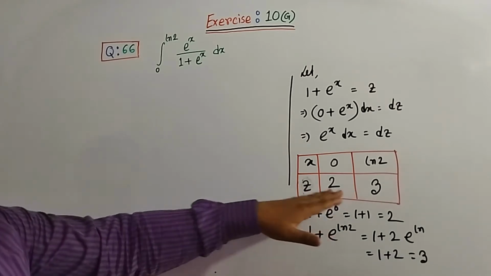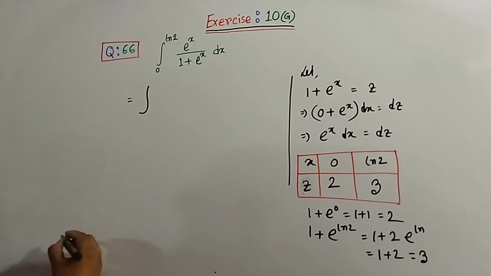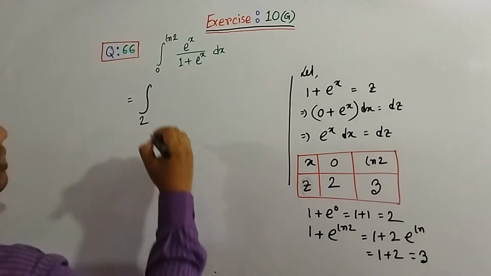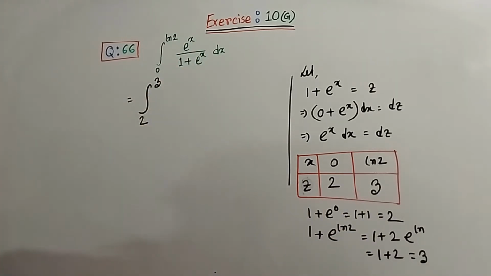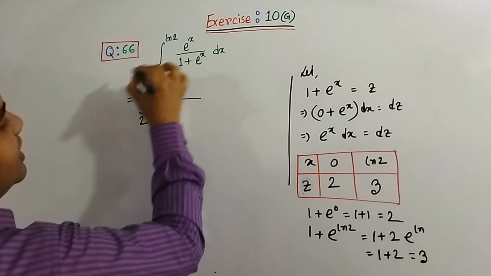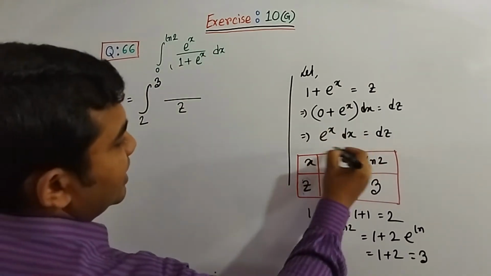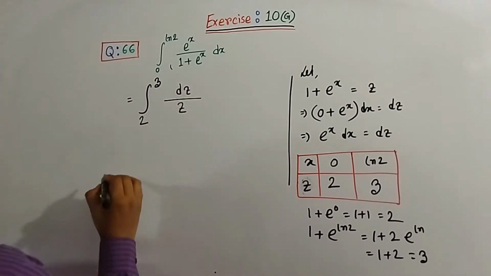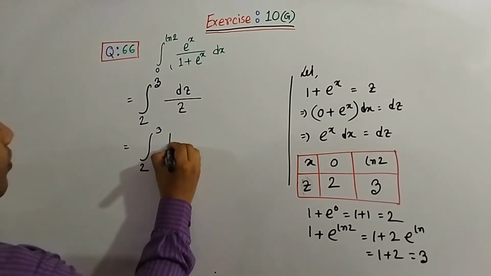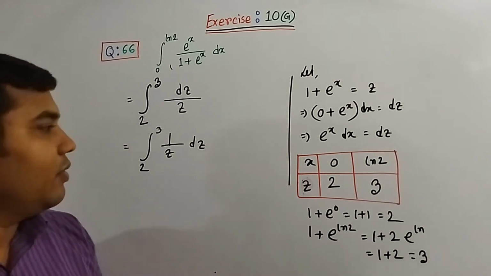Now we'll put these values in here. So after putting these values, here is the integration part, where in place of 0 we'll write 2, and in place of ln 2 we'll write 3. And here we have already understood that this part has been let as z, and e to the power x dx is nothing but dz. So do you know what is the integration of 1 by z dz? We have a formula, or we know a formula. What was that formula?